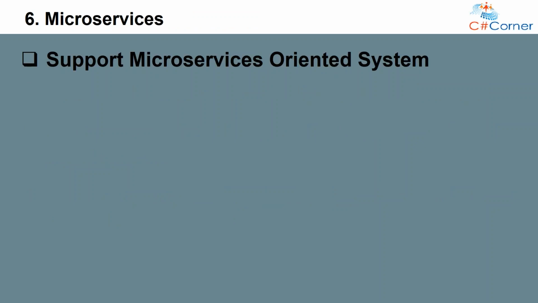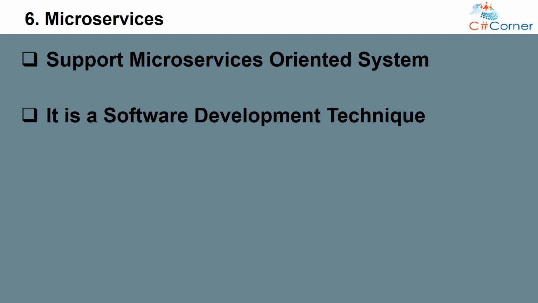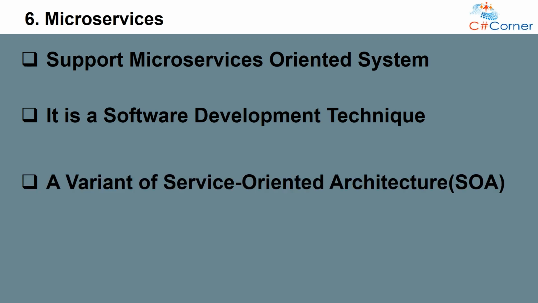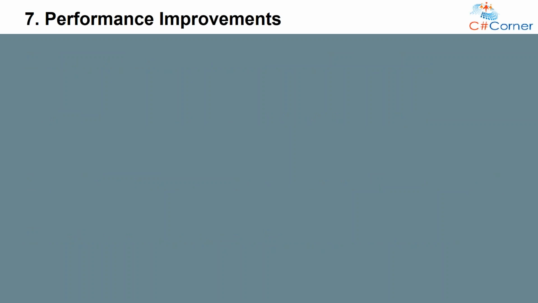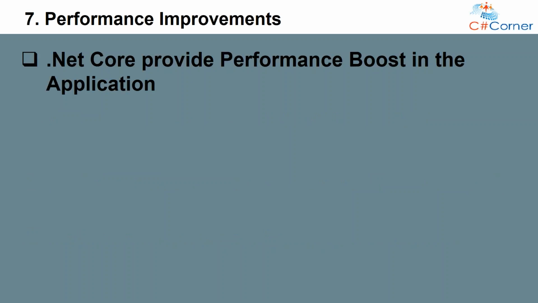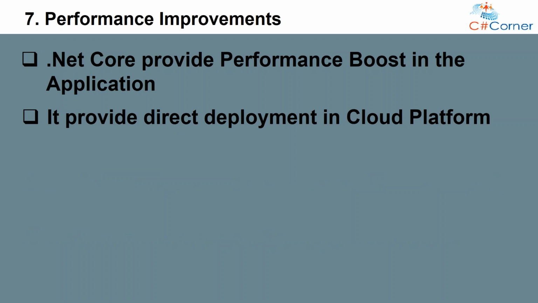Another advantage of ASP.NET Core is microservices. ASP.NET Core supports the microservices concept. It is a software development technique to split our code or distribute our code into small sections, a variant of service-oriented architecture for loosely coupled services and performance improvement. Obviously, at the time of execution, ASP.NET Core performance is much better compared to the previous versions. So .NET Core provides a performance boost in applications. It provides direct deployment in the cloud.